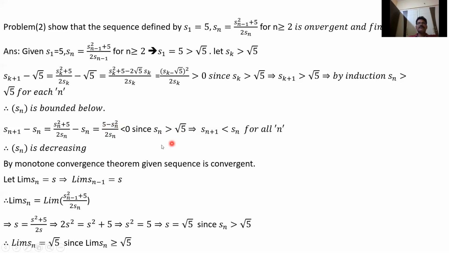Here we are getting root 5 less than Sn, that is 5 less than Sn square, that is 5 minus Sn square less than 0. So the numerator is negative and the denominator is positive, so this is less than 0. We'll get Sn plus 1 minus Sn less than 0, which means Sn plus 1 is less than Sn for all n. So therefore Sn is decreasing.